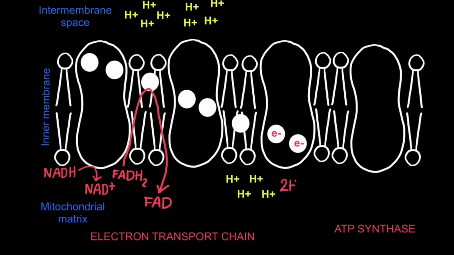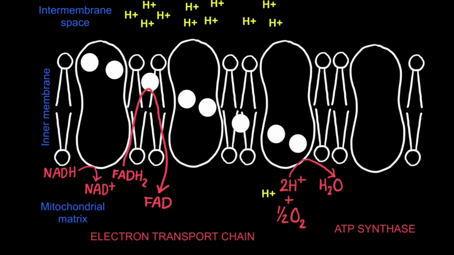At the very end of the chain, the final electron acceptor is oxygen. 2 de-energized electrons combine with 2 hydrogen ions and the oxygen in order to form water, one of the products of aerobic respiration. As these electrons continue to be passed down the electron transport chain, hydrogen ions or protons continue to be actively transported from the mitochondrial matrix to the intermembrane space, creating a proton gradient, where the concentration of protons is higher in the intermembrane space than it is in the matrix.